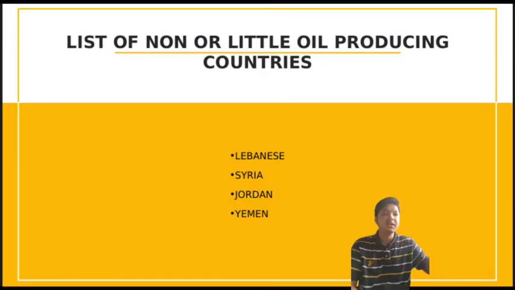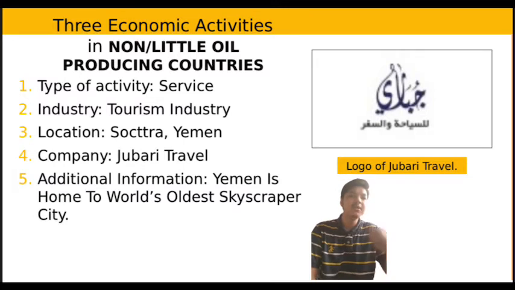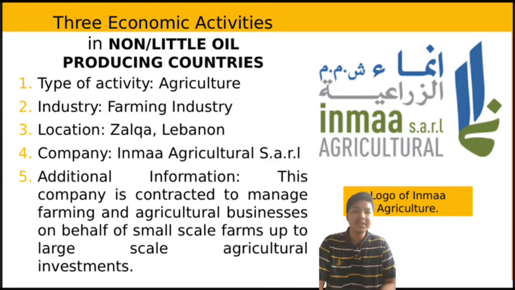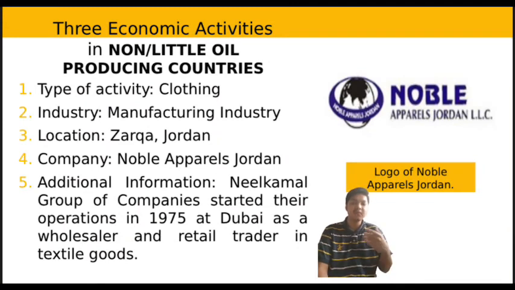We have the non or little oil producing countries such as Lebanon, Yemen, Syria, and Jordan. The first is the service activity, which falls under the tourism industry, according to Software Yemen, and is usually run by the Jubari Travel. Next we go to the farming activity that falls under the agriculture industry and is usually held at Zahle, Lebanon, and managed by the Inma Agriculture SARL. Okay, the last one is the clothing activity that falls under the manufacturing industry, held at Zarqa, Jordan, and managed by Noble Appearance, Jordan.